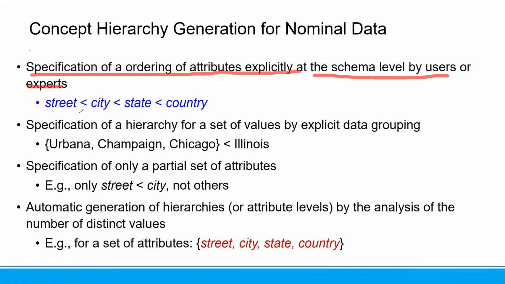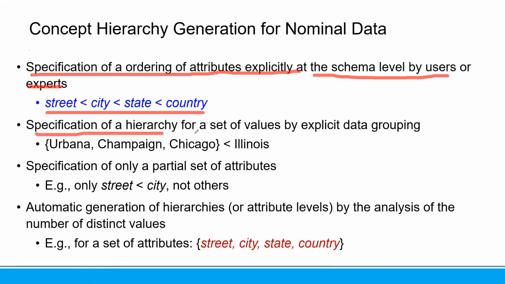For example, I know the city, and the city belongs to a state. And then I know that the state belongs to a country. Maybe the lowest level is the street. We live in Vedero. Vedero is the street. And then the city is Yongin. And Yongin is in Gyeonggi province. And Gyeonggi province is in South Korea. So we call this the hierarchy. This is the concept hierarchy generation.